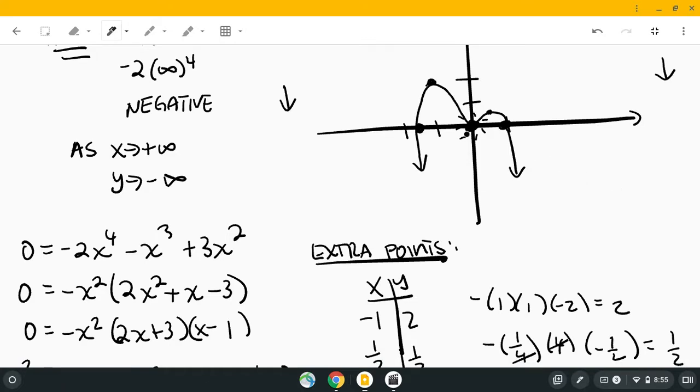This is what the graph looks like. The point here is kind of blocking it, but it's basically doing this. And that double zero, right there, is a turning point. It's a local extrema. It's a minimum. That's what's happening there. Let's take a look at another one.